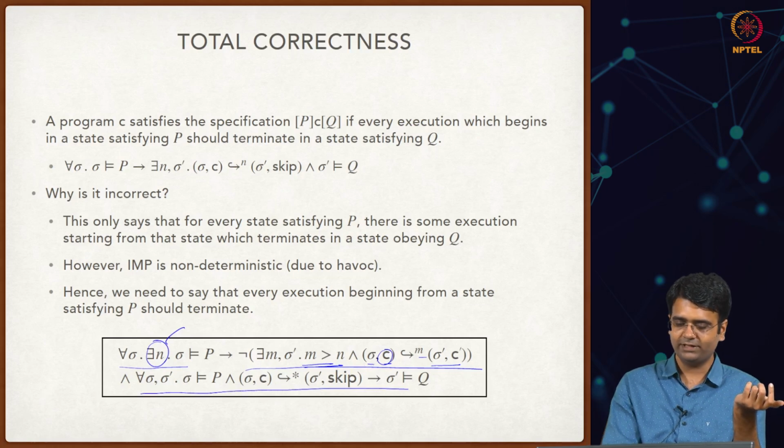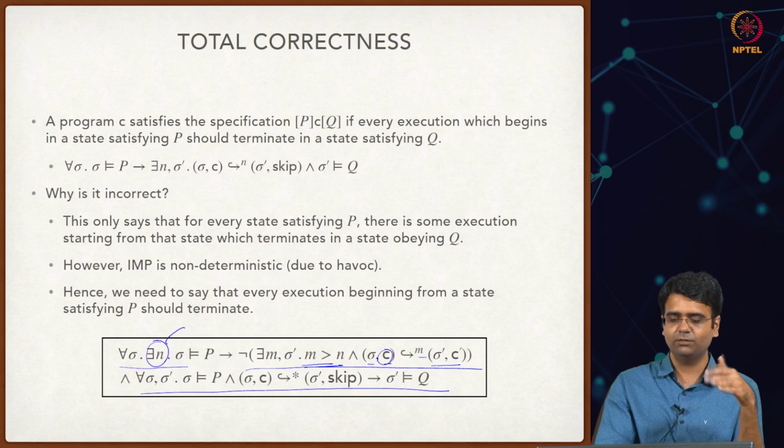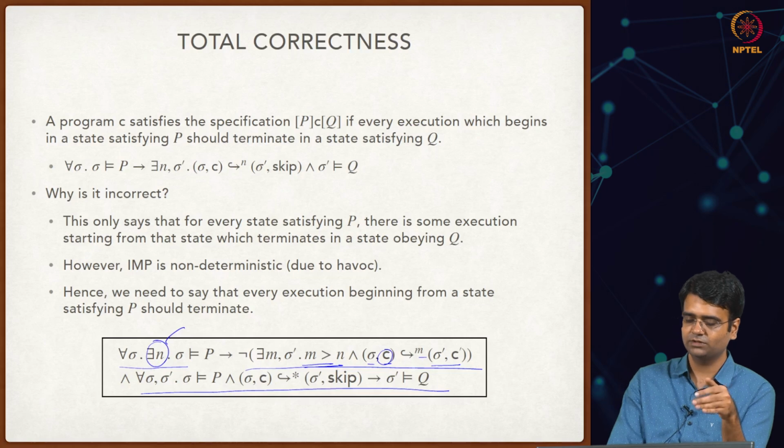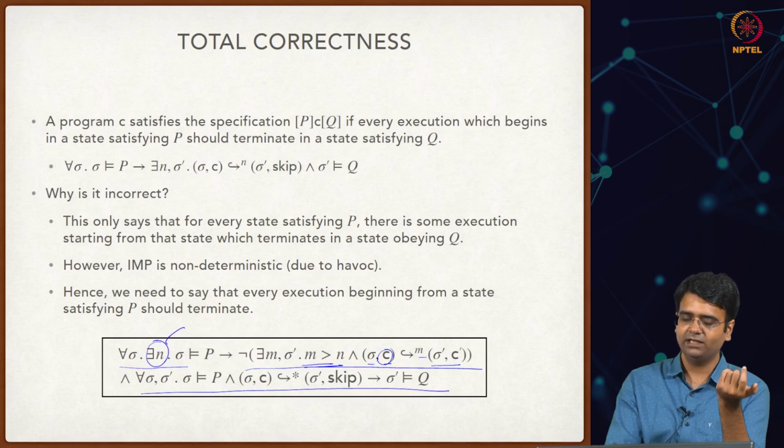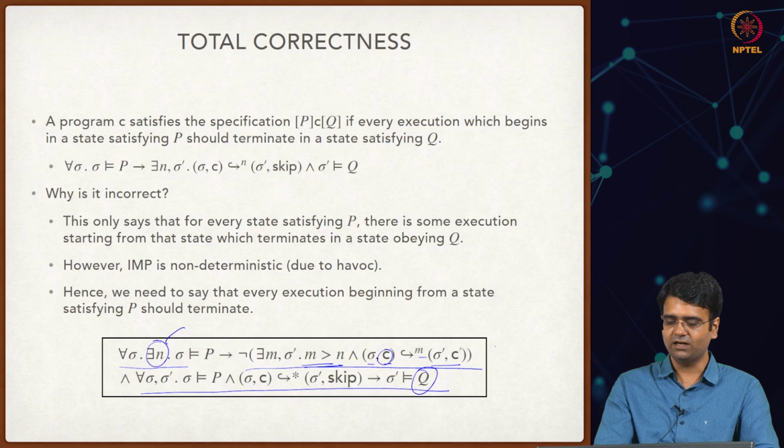And furthermore, I am also separately saying that when it terminates, so if in some number of steps sigma C goes to sigma prime comma skip, then that sigma prime should satisfy Q. So in addition to saying that every execution of the program terminates, because the length of every execution should be less than this n, I also need to say that every execution terminates in a state which satisfies the specification Q, which satisfies the formula Q. So this is the precise definition of total correctness, which is given by the specification, this P C Q.